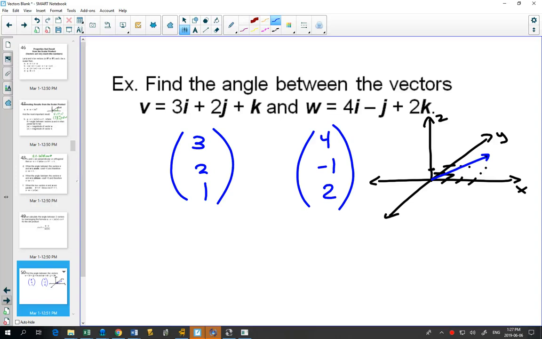And then, if we did 4, negative 1, 2, 4, negative 1, get me to that point there. And then 2 would go up 2, so it goes up this height to there. There are those 2 vectors in 3 dimensions, and we want to try to find the angle between them.